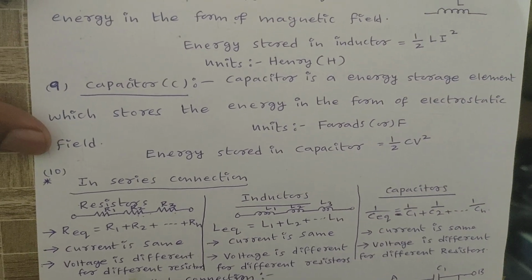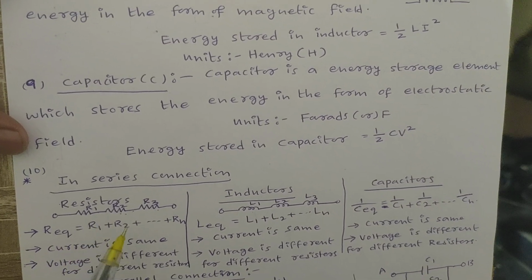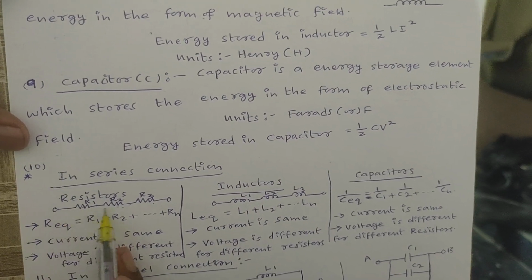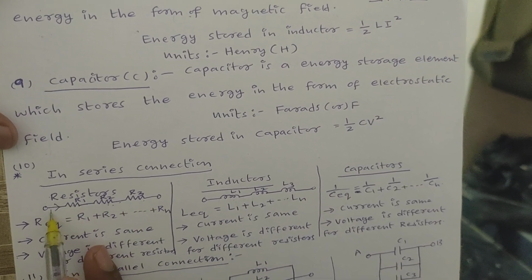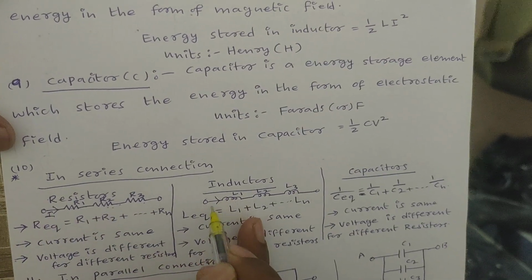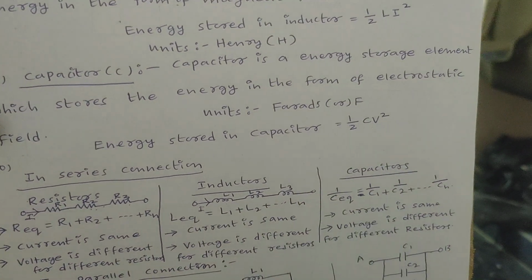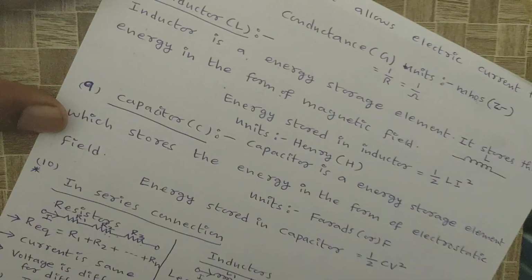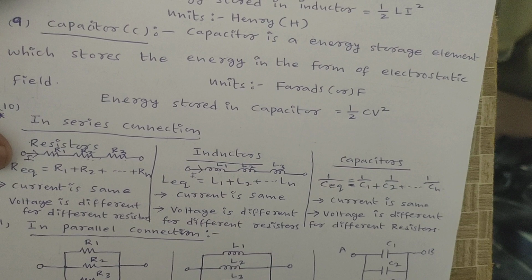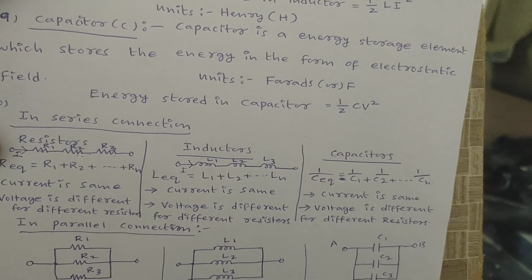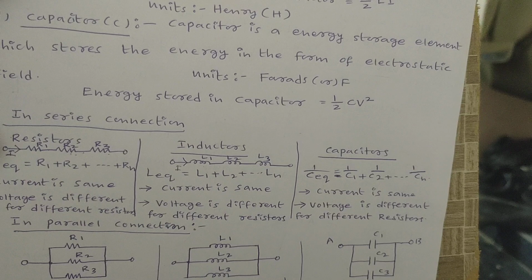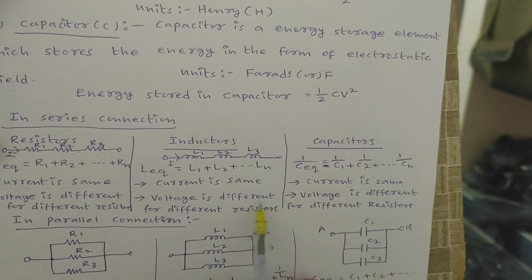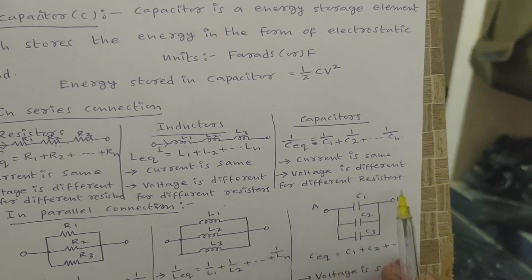Now see here, in series connection, the equivalent resistance will be R1 plus R2 plus so on Rn. In series connection current is same, right? There is no other path for current, in case of resistor or inductor or capacitor. That means in series connection current is same. Next point, voltage is different for different values of resistor, inductor, or capacitor. Here it is a printing mistake; here it is an inductor and here it is a capacitor.